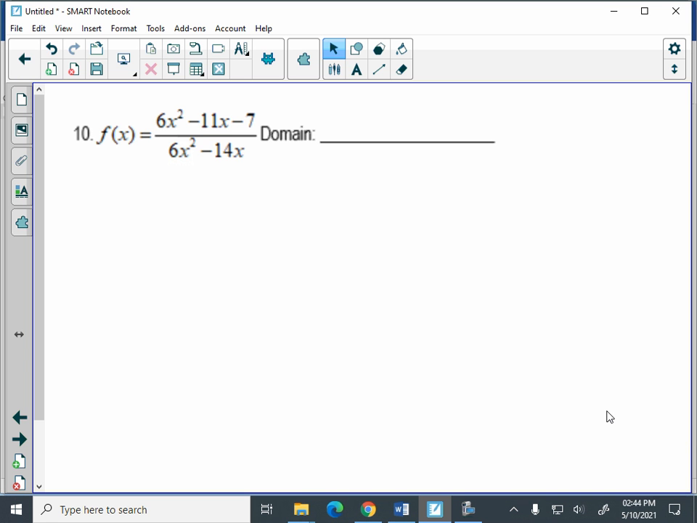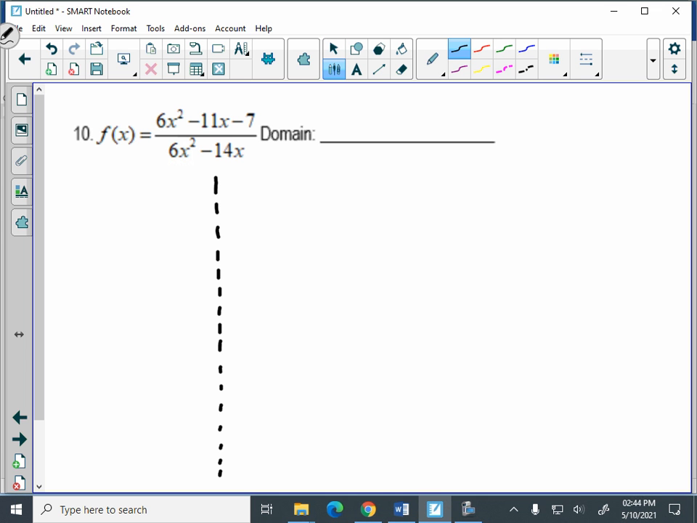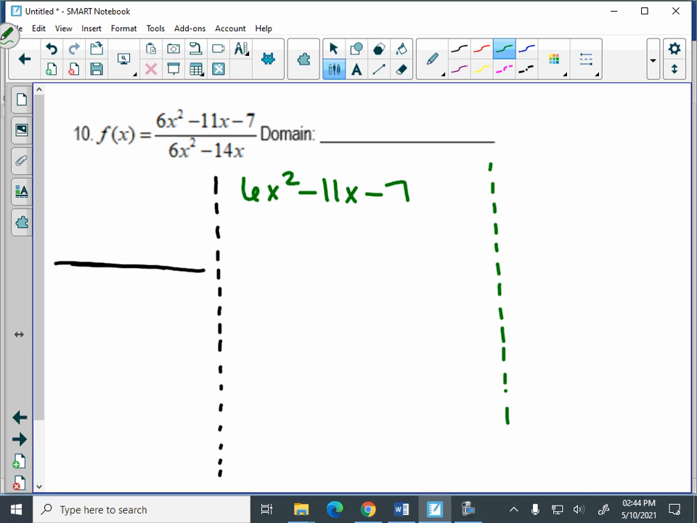We take a look at 10. Again, we need to factor everything we can. And we can factor the numerator and the denominator. So put my fraction bar there for my factored form. Let's factor the numerator in green and the denominator in blue.